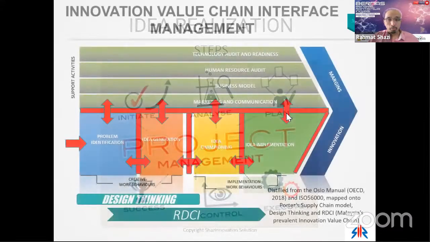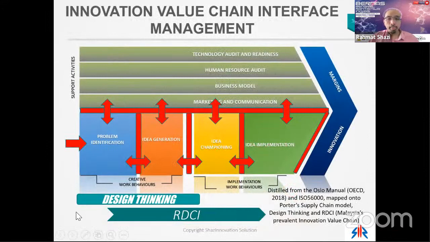Oh, hang on. I'm getting ahead of myself here. Notice design thinking, for example, methods of managing ideas. Design thinking is a good way of developing and refining your idea generation. RDCI, this is the prevalent innovation value chain model being used in Malaysia. It doesn't really dive deep into idea implementation, but it's also a method, so we need to understand where those methods lie when we want to implement ideas. Understand their strengths, understand their limitations.